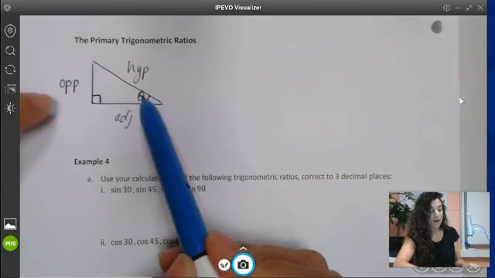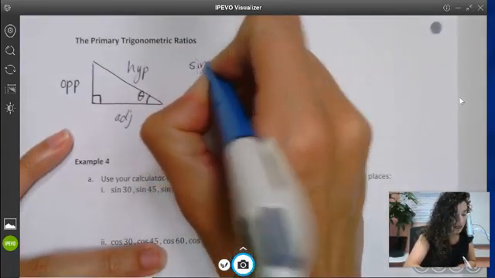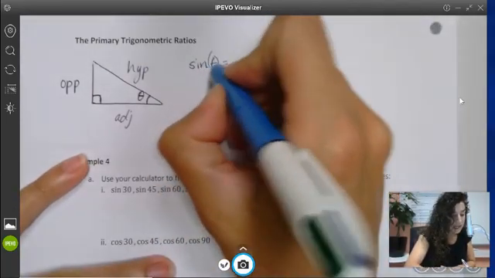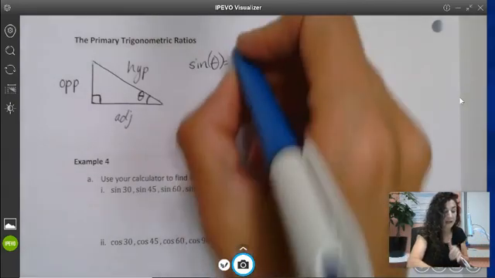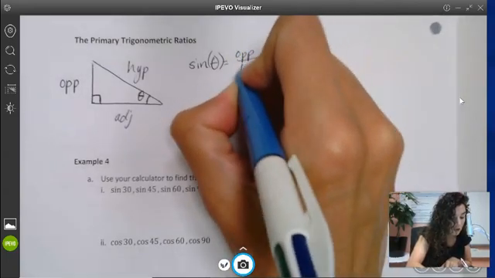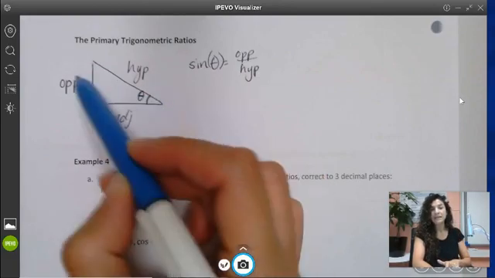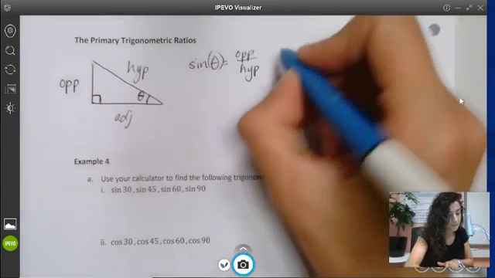Now, the relationship of these angles to these side lengths will always be consistent. You have something called sine of theta. Theta is inside of sine. Think of sine as a computer that takes an input, and this input is theta. Theta goes into sine, and sine gives back a relationship, and that relationship is opposite over hypotenuse. So the sine of this angle is equal to the opposite side length divided by the hypotenuse.